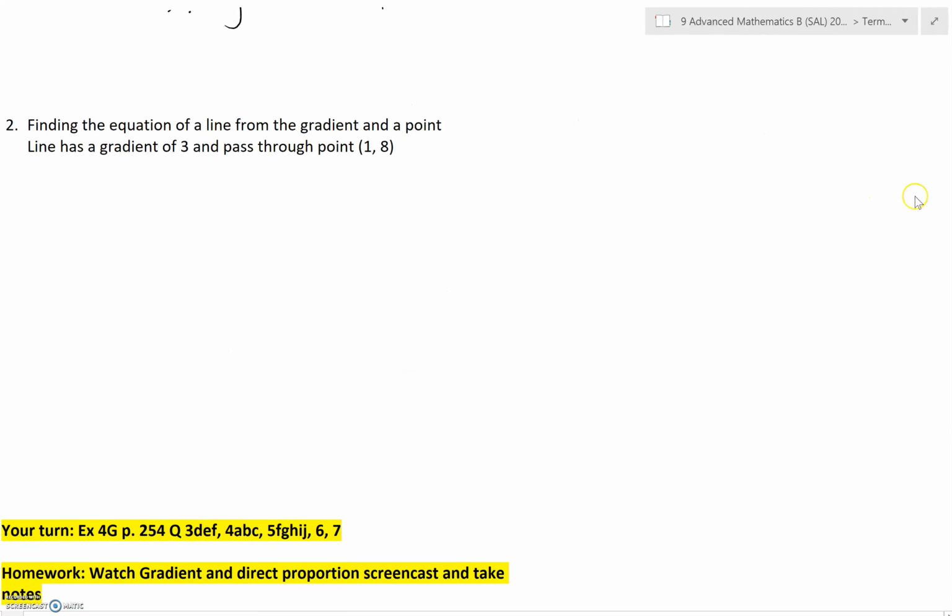Okay, so in this case, we don't have a graph, but we've been asked to find the equation of a line from the gradient and a point, and we've been told what the gradient and the point are. So the line has a gradient of 3, and it passes through the point 1, 8. Again, we're going to use that general form that we learnt last lesson. So we are going to substitute our gradient, or m equals 3, into the equation. What this is going to do is give us a new equation. So that will become y equals 3x plus c.